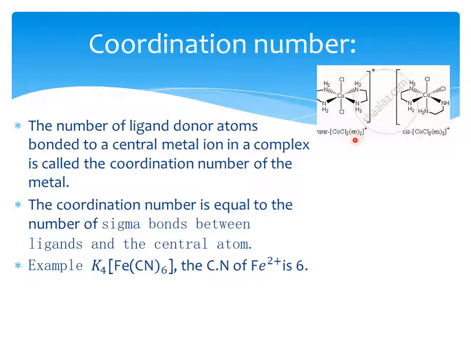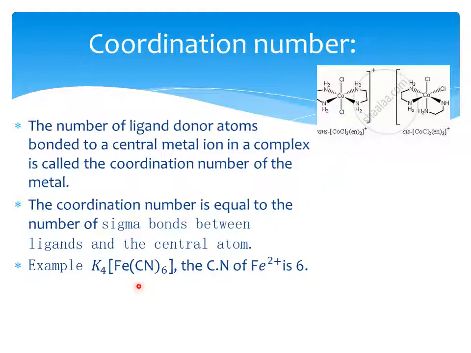But en is nothing but ethylene diamine. Already I showed that in the previous slide: NH2, single bond, CH2, single bond, NH2. Both the nitrogens have a lone pair of electrons, which is donated to the central metal ion. So one ethylene diamine makes 2 coordinate bonds, and another ethylene diamine makes 2 coordinate bonds. Hence the coordination number is said to be 6.